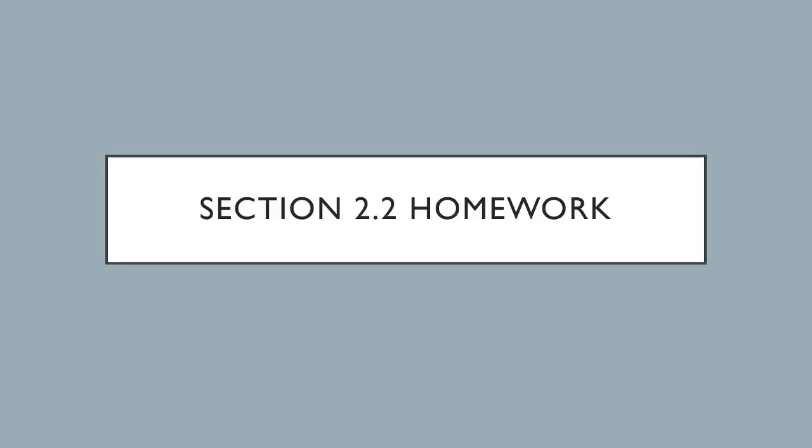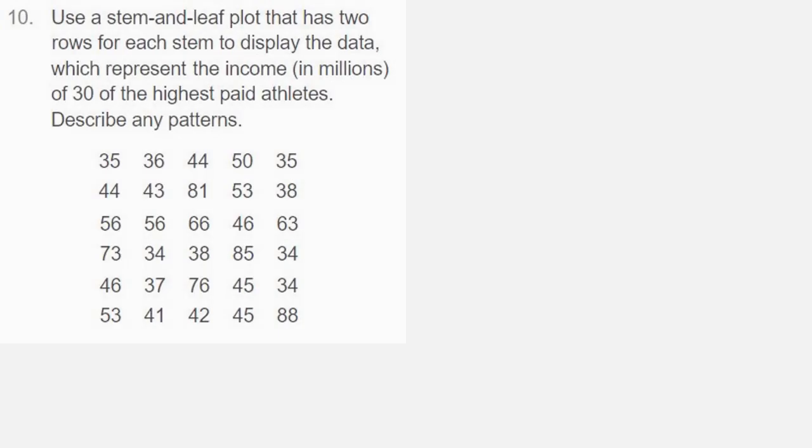We're looking at homework from section 2.2. This is question number 10. Use a stem and leaf plot that has 2 rows for each stem to display the data, which represent the income in millions of 30 of the highest paid athletes. Describe any patterns. So we're going to build an unordered stem and leaf plot.